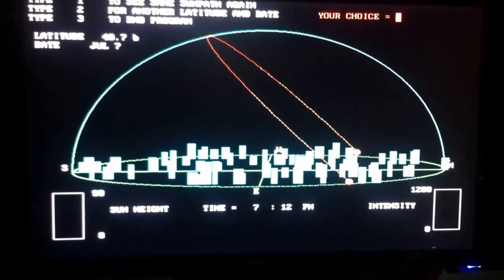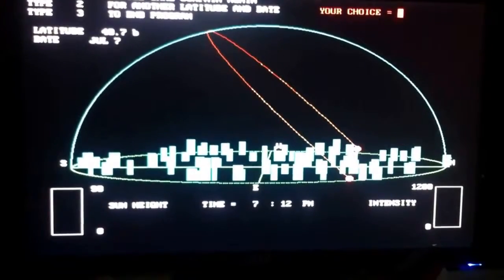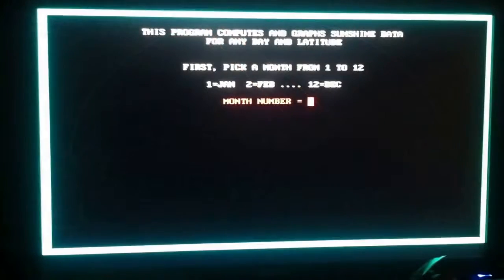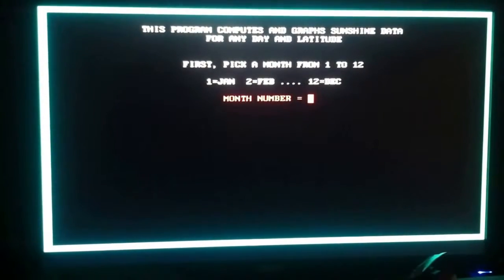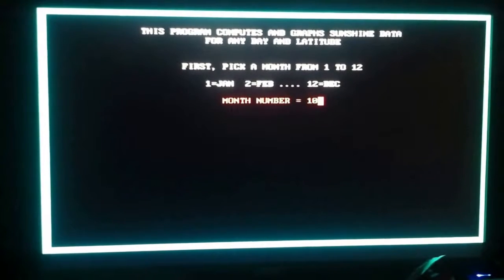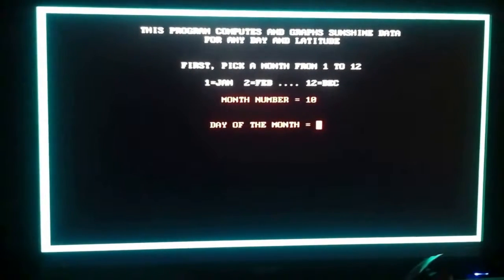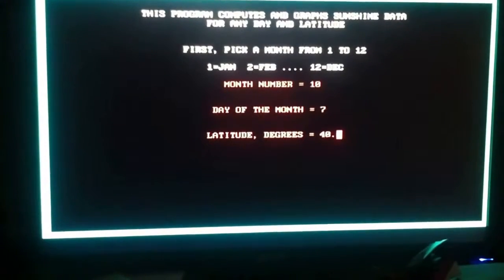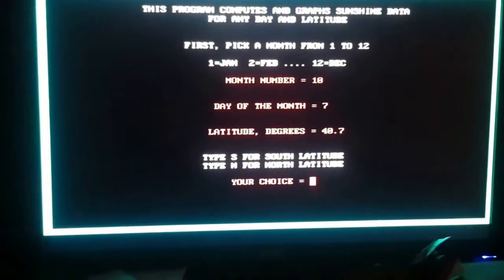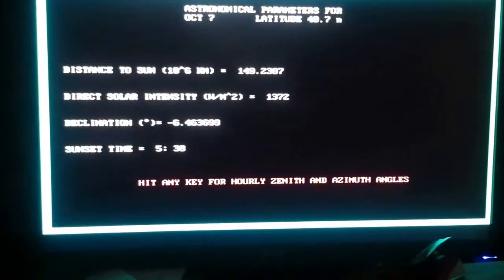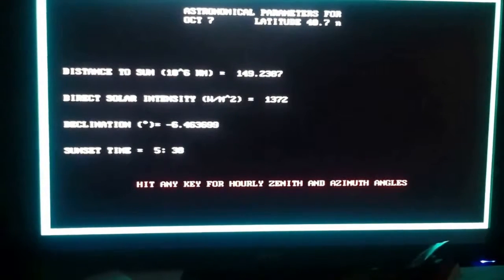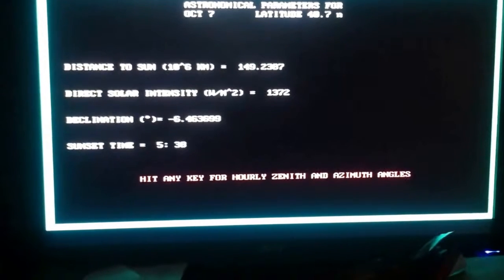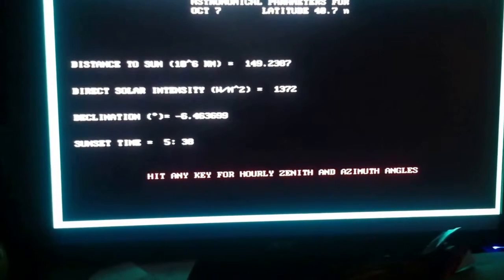Now, if we were to look at, say, October 7th, how would the path of the sun change? Okay, now let's look at the path of the sun, say, October 7th. Okay, so that would be the 10th month of the year, the day, again, the 7th. 40.7 is our latitude, latitude north. Okay. What do you notice about the sunset time? The sunset time is at approximately 5:38 p.m.